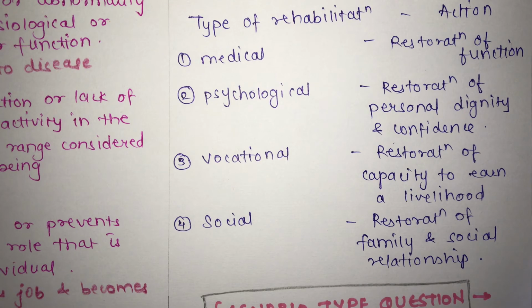Then comes the vocational. Vocational is the restoration of the capacity to earn a livelihood. So the example is getting the job again. Now he got his prosthesis done, so again that patient can search for a job and he can get the job again.